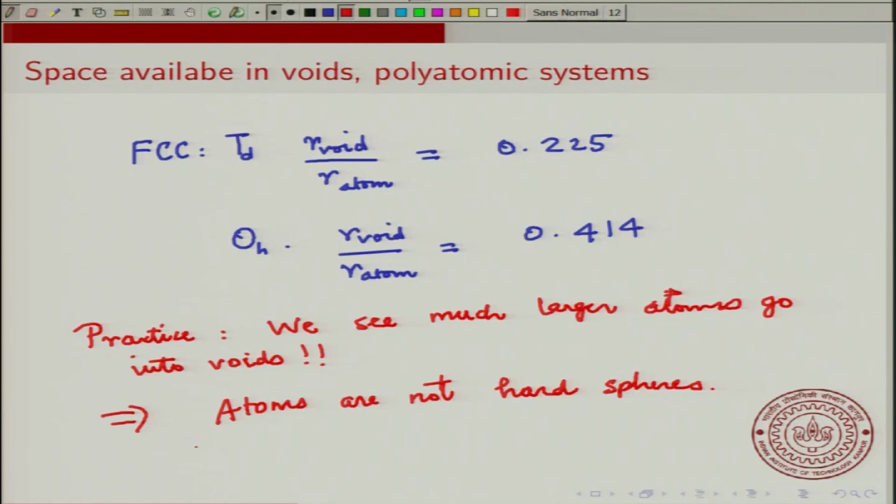So I will conclude this lecture here for now. This is a slightly long lecture, where we have talked a lot about coordination number and voids. Now in the next few lectures I want to start talking about the different kinds of defects that you can have in crystals. Thank you.